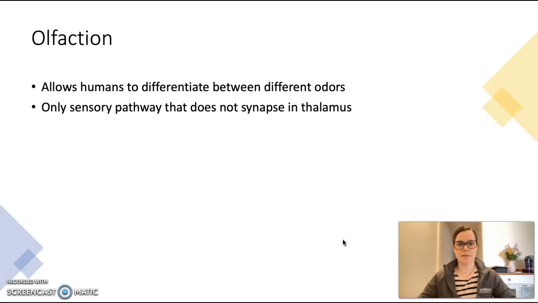So we'll start off with olfaction, or smell. Olfaction allows us to differentiate between hundreds of different types of odors. What's important to know about olfaction that makes it different from the other sensory processes is that this is the only sensory pathway that we will not find synapsing within the thalamus in the brain.